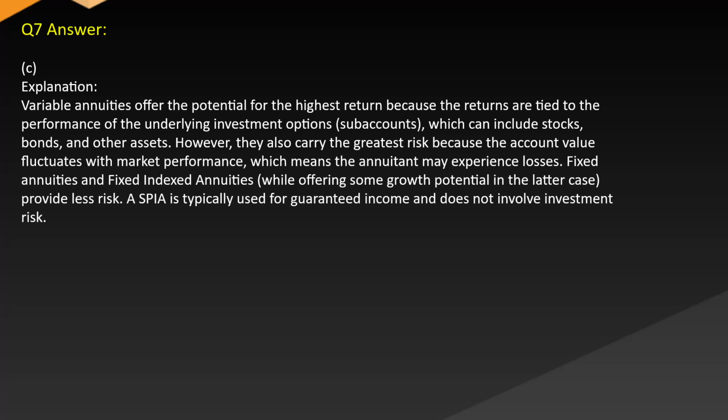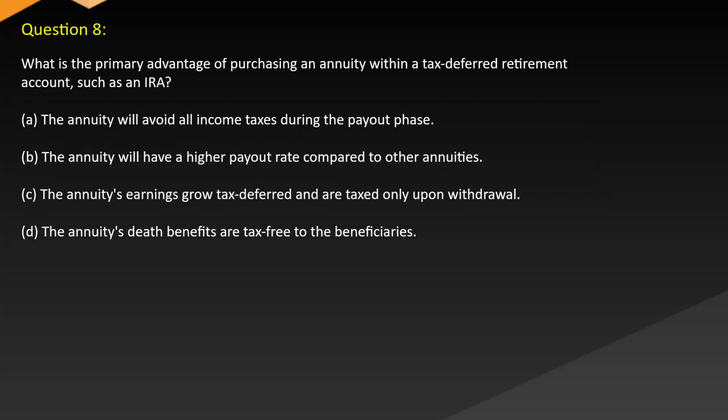However, they also carry the greatest risk because the account value fluctuates with market performance, which means the annuitant may experience losses. Fixed annuities and fixed indexed annuities, while offering some growth potential in the latter case, provide less risk. SPIA is typically used for guaranteed income and does not involve investment risk. Question 8. What is the primary advantage of purchasing an annuity within a tax-deferred retirement account, such as an IRA?